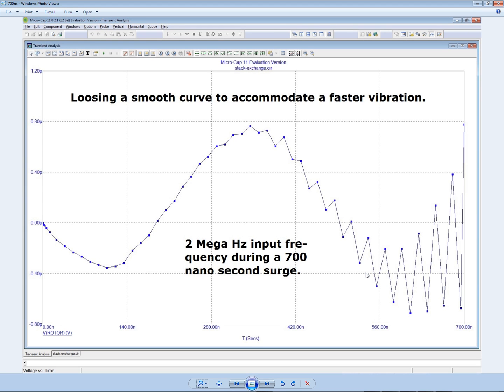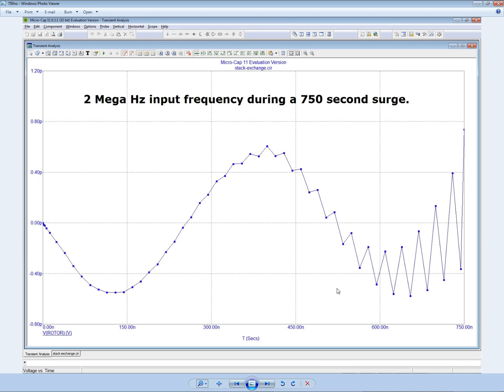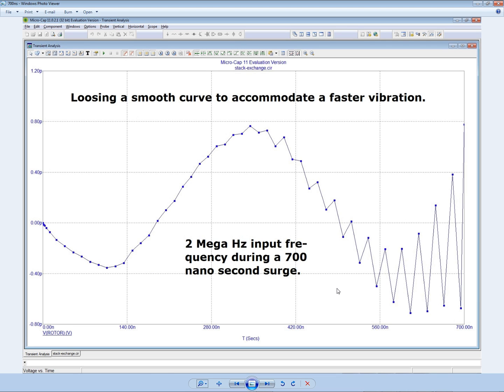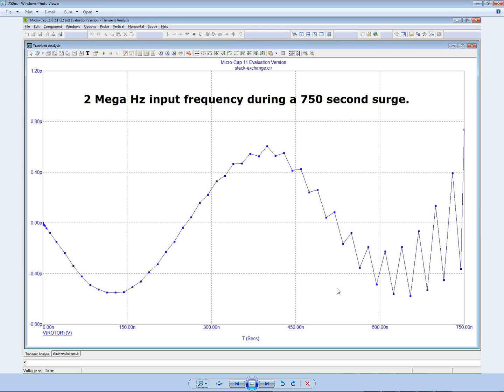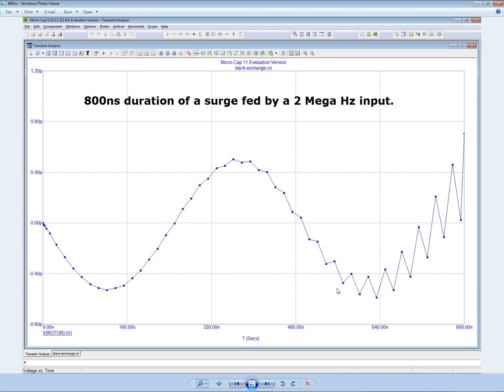Oh, this is less. It shows it forming better. Anyway, now we go to 800 nanoseconds instead of 700 or 750, and we see it ironed out. On this curve, it's ironed out a bit because we see it rising here. So this is going to be the rise, the surge.